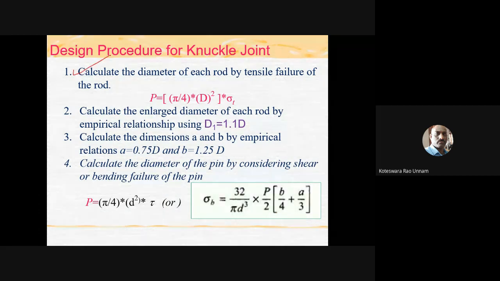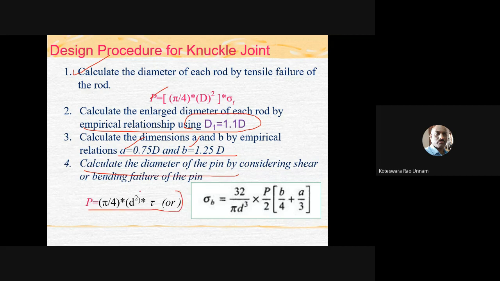First you need to calculate the diameter of the rod using the tensile failure of the rod. Then, using the empirical relation, you calculate the enlarged diameter of the rod. After that, you pick the A value and B value based on these empirical relations only. Of course, these are there in the data book also. Then we'll consider the shear failure of the pin and find out the diameter of the knuckle pin.